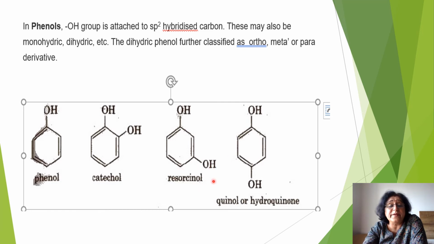Okay. So in resorcinol you see the OH is present on the first position and the third position. The third position is known as meta position. So this is resorcinol. And then in quinol the OH group is present on the first and fourth positions. So 1,4-dihydric phenol is called quinol or hydroquinol. Clear? So here you see the OH group is attached to the sp2 hybridized carbon of the ring.